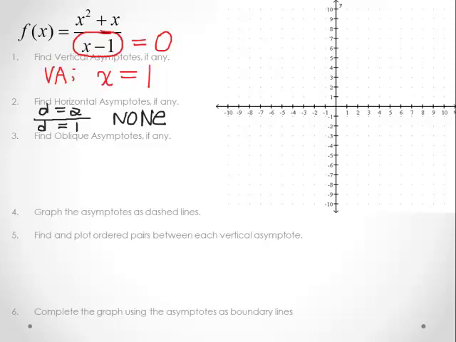For oblique asymptote, though, that means there actually is an oblique asymptote. So if the degree of the top is 2, the degree of the bottom is 1, the degree of the numerator is exactly 1 more than the degree of the denominator. That means there is an oblique asymptote. So to find it, we're actually going to go ahead and use polynomial division.